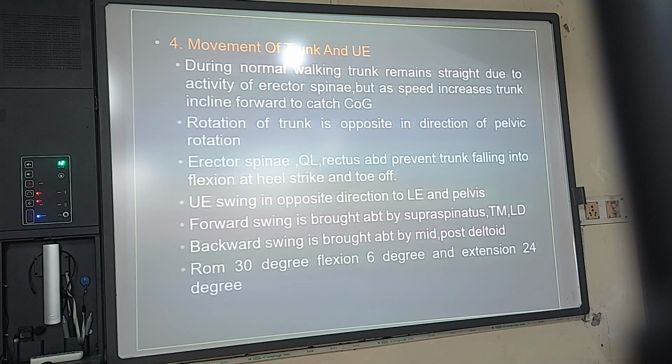If one limb is moving forward, there is an opposite kind of movement taking place. Here you see the rectus spinae, QL, and rectus abdominis prevent the trunk from falling into flexion at heel strike and toe off. In the upper extremities, the swing is in the opposite direction to the lower extremity and pelvis. Forward swing is brought about by supraspinatus, teres major and latissimus dorsi. Backward swing is brought about by middle and posterior deltoid. And the range of motion is 30 degrees.